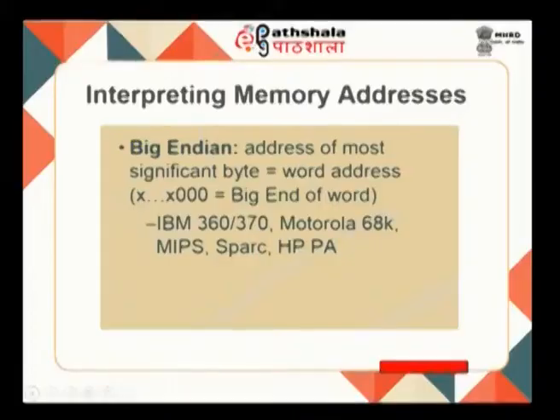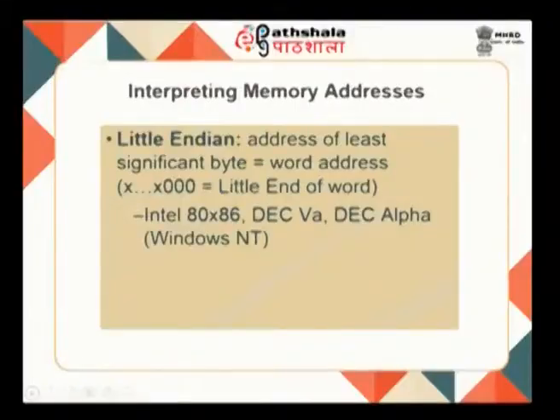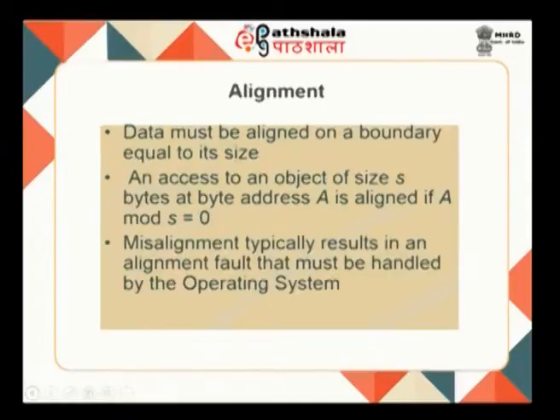So, that distinguishes between a big endian arrangement and a little endian arrangement. When you look at the big endian arrangement, the address of the most significant byte is the word address, which is followed in your IBM 360/370, Motorola series, the SPARC and the HPPA architectures. If you do it the other way around, if the address of the least significant byte is the word address, then it is called the little endian arrangement, which is followed on all the Intel processors.